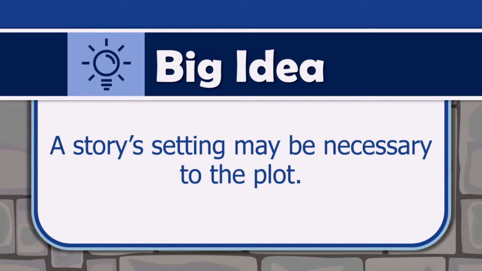All right, so first, the big idea of the day is a story's setting may be necessary to the plot. So, in other words, the plot of a story sometimes wouldn't make sense if the setting were anywhere else. A good example of this would be if we moved Where the Red Fern Grows to the city. It just wouldn't work. You'd have to change the entire plot of the story. And today's story is a lot like that too. If you tried to change the setting at all, the plot would get all mixed up. The story just wouldn't make sense as it is anymore.